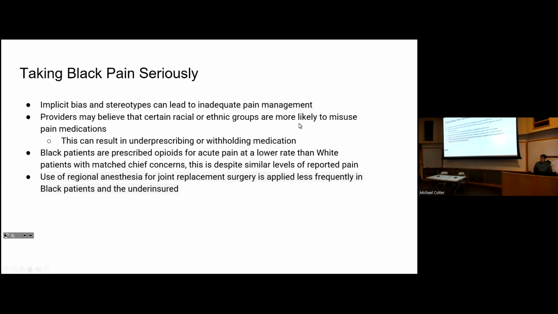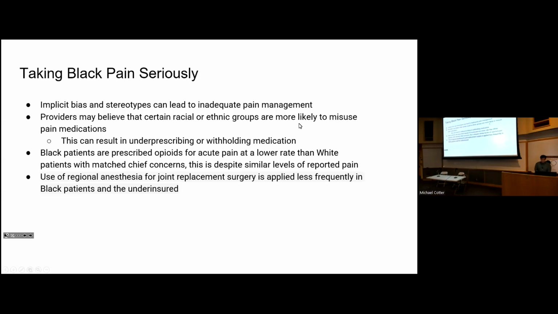Yes, of course. And the unfortunate thing is that not only do we study and learn about these atrocities, but it's still continuously perpetuated by implicit bias and stereotypes. The consequence of racial bias in healthcare includes the belief that specific ethnic groups are more likely to misuse pain medications. And this has resulted in underprescribing and withholding medication for Black Americans.